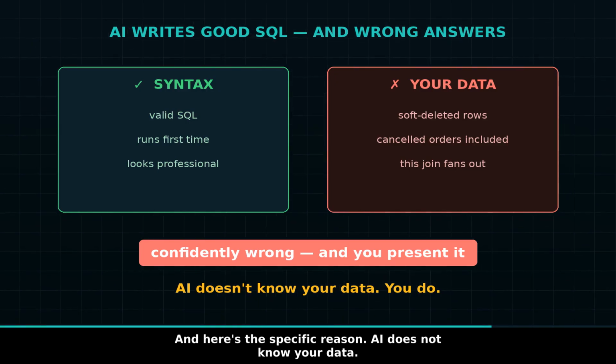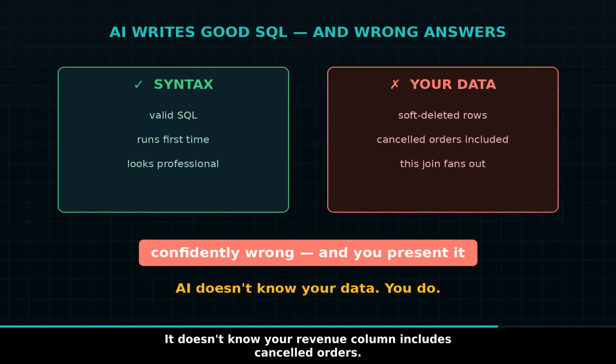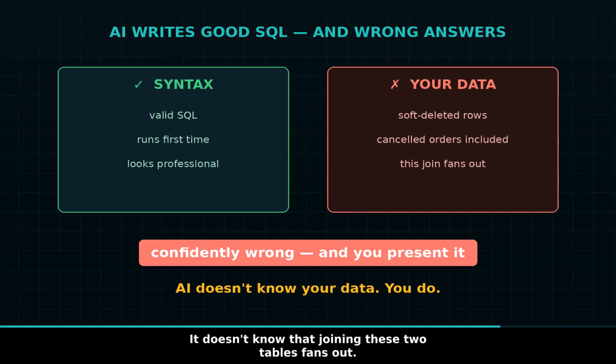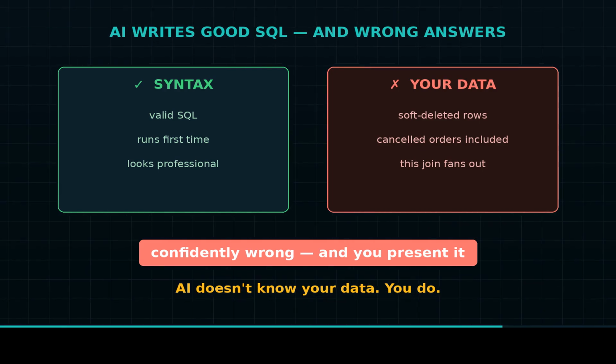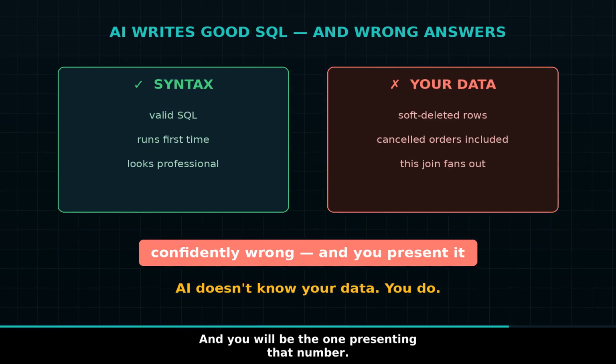AI does not know your data. It doesn't know that your orders table has soft deleted rows that everyone forgets to filter. It doesn't know your revenue column includes cancelled orders. It doesn't know that joining these 2 tables fans out. It'll write syntactically perfect SQL that returns a confidently wrong number. And you will be the one presenting that number.